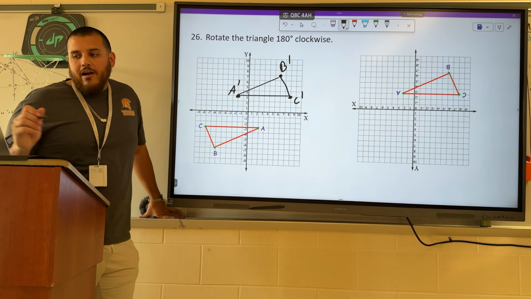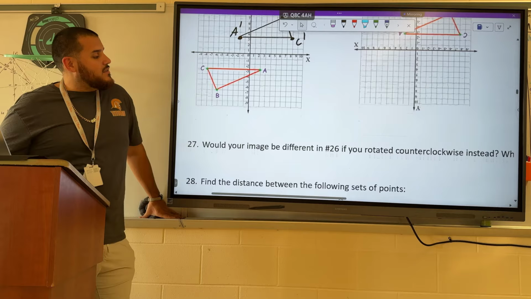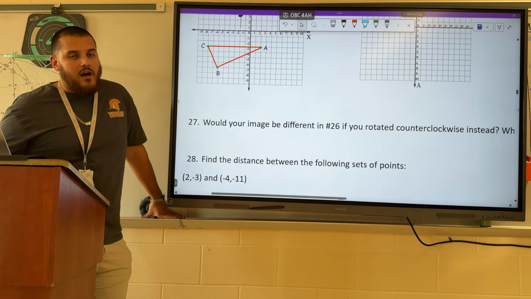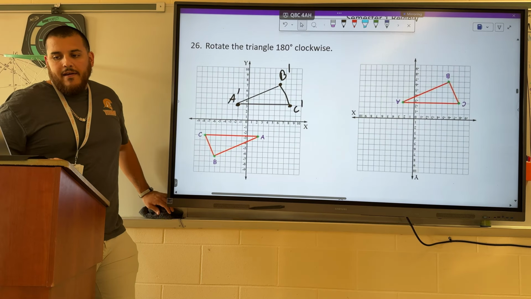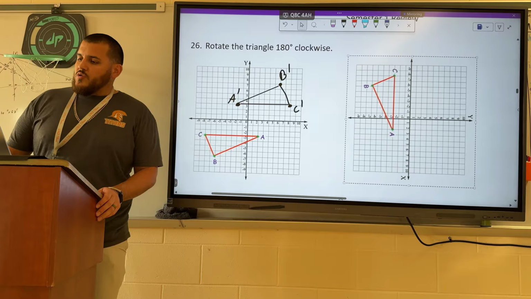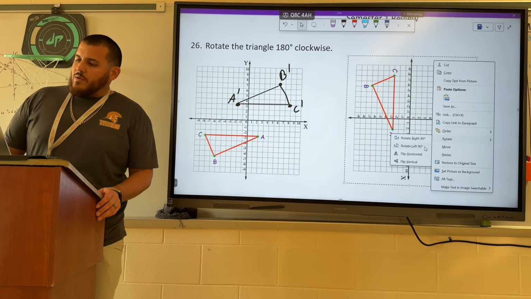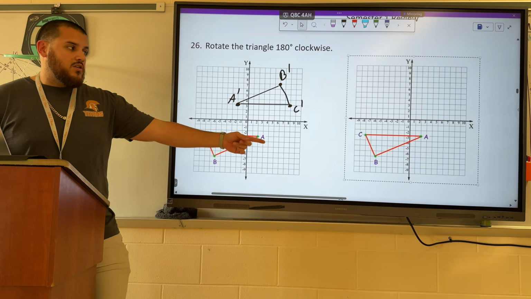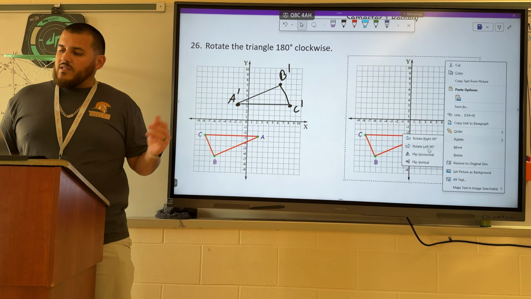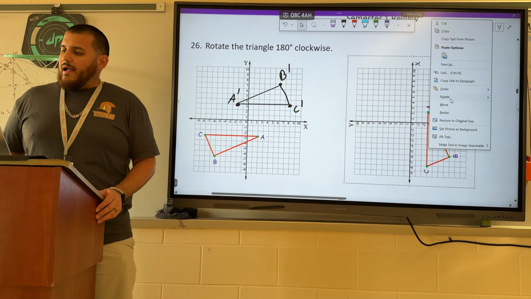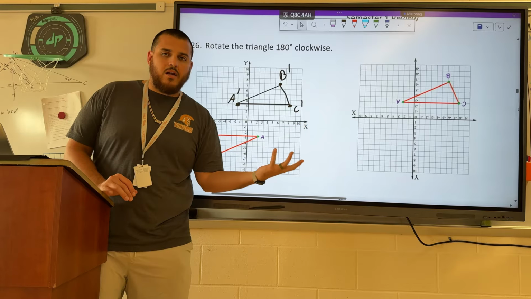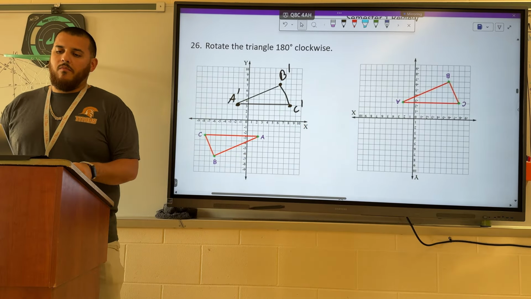All right, our next exercise here asks us, would our image be any different if we rotated counterclockwise instead? And I will show you the proof here that it does not matter which way we rotate. And bring this back normal. Okay, so again, there's our pre-image down here. If I had to go counterclockwise instead, that'd be rotating to my left 90, and then another 90 to the left. And again, we see it's in the same exact location, no matter which direction we go.